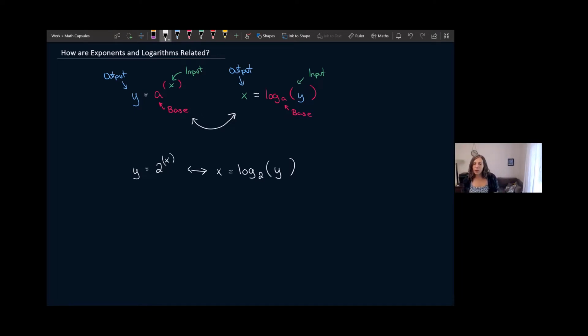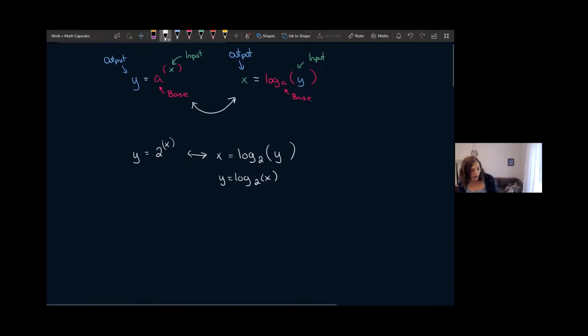Usually, though, we don't write it like this. Even though we understand that the x and the y's have to be exchanged, we're going to rewrite this as y equals log base 2 of x, just to respect the typical function notation. So it's more clear when we look at an example with numbers.